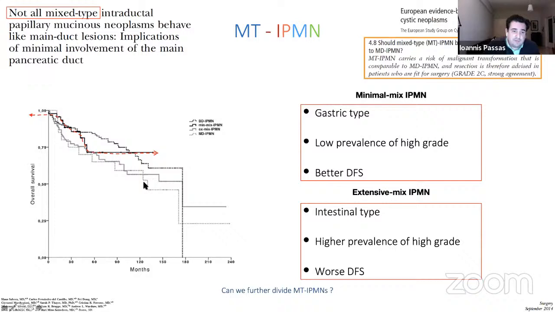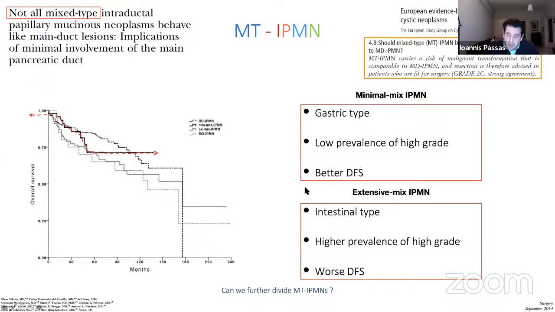So the minimal involvement is usually gastric type. It has a low prevalence of high-grade dysplasia and has a better disease-free survival. The extensive involvement is quite the opposite. It's intestinal type. It has a high prevalence of high grade and worse overall survival.